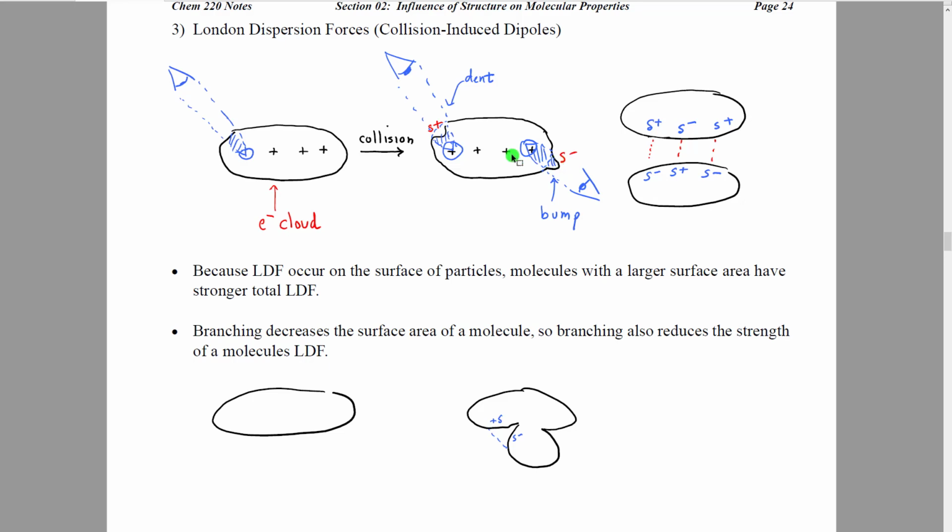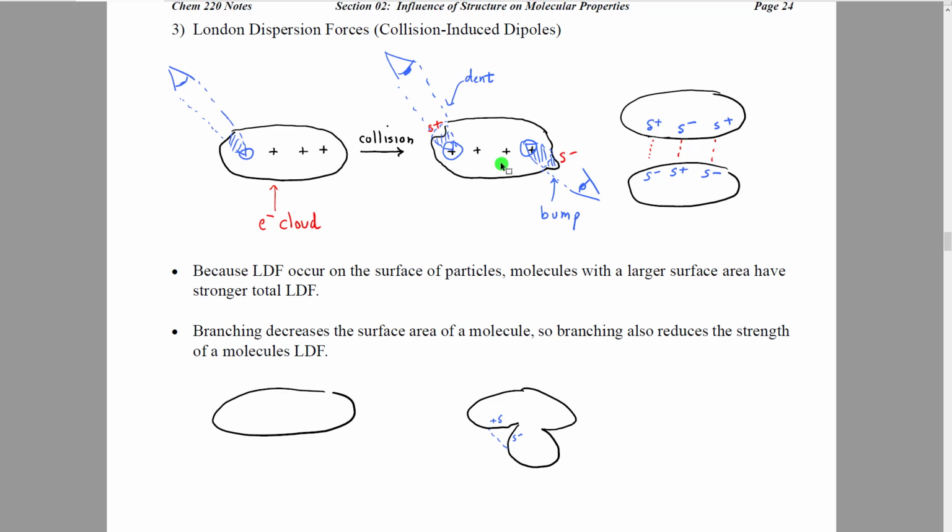Now, these are temporary. Eventually, that cloud will flow back into the larger cloud, and the little partial positive or partial negative charges will disappear. So these are temporary, okay? So we call these temporary, collision-induced, in other words, caused by collision, dipoles, right? Partial positive, partial negative. And they occur all over the surface of a molecule.